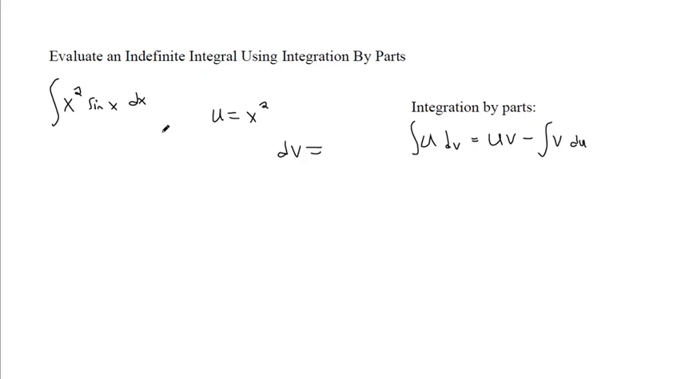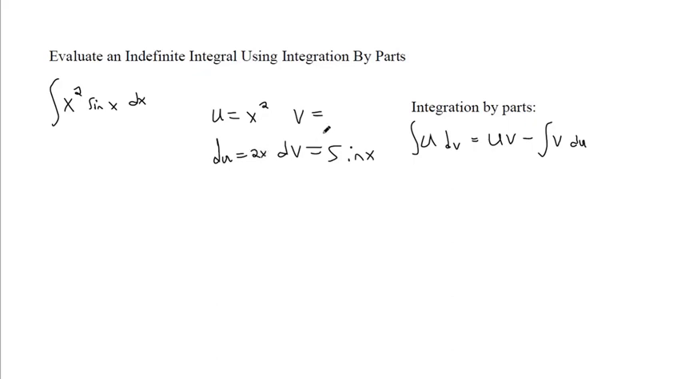And then for dv, we have to substitute everything, so dv has to be sine of x. That's the first part of integration by parts. Okay, the second part is where you need to also figure out what du and what v are based on your choices, because those are parts of the formula. So du would be the derivative of u with respect to x, so that's just 2x.